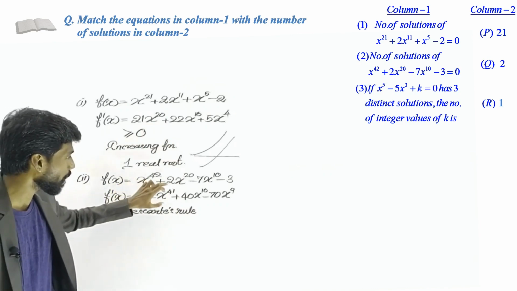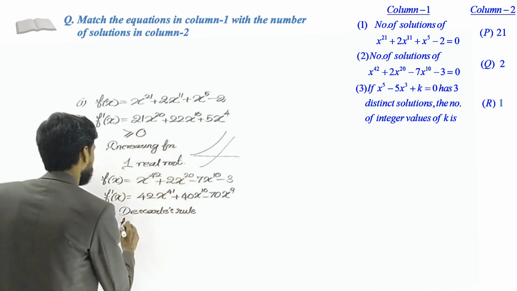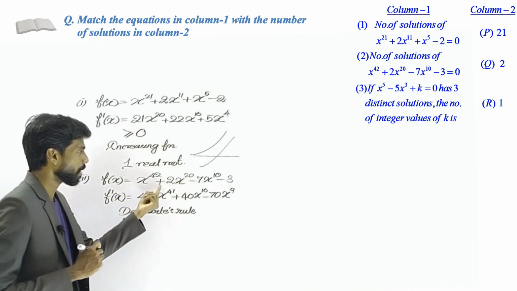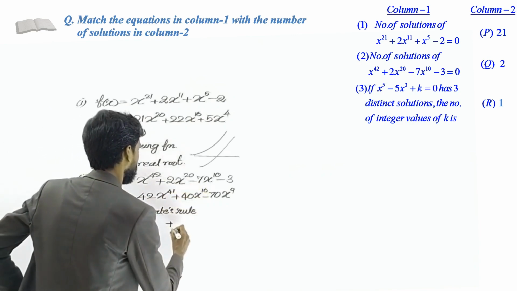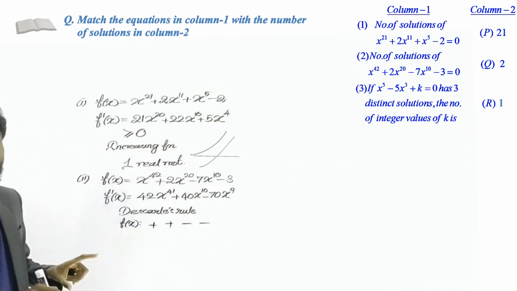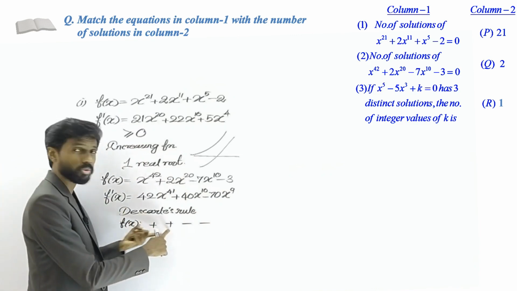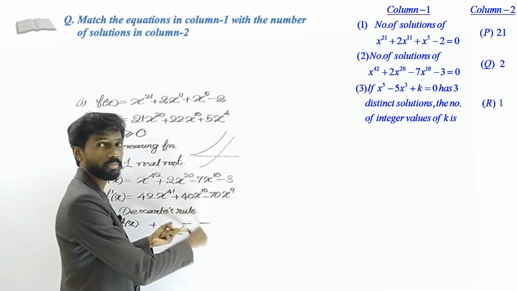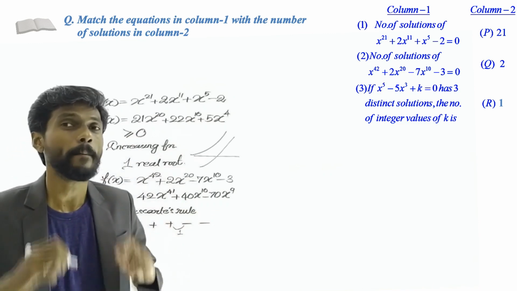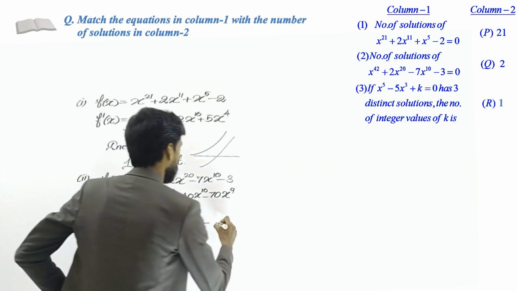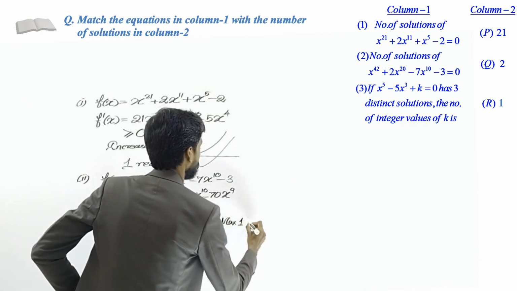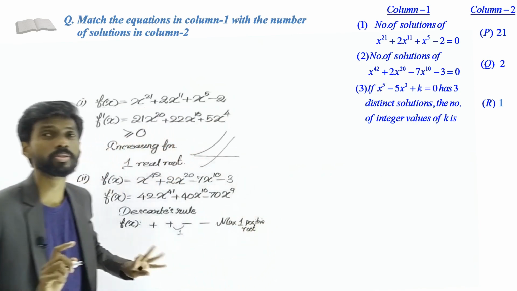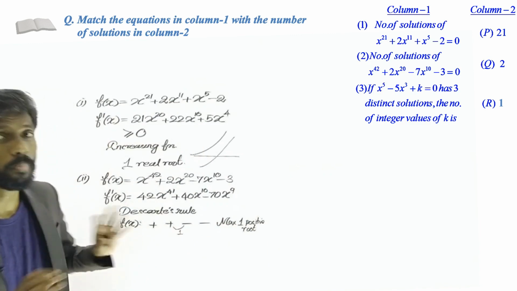Here we have to find the number of sign changes. So what are the signs of f(x)? The first term has a positive sign, then plus, minus, minus. We have to find the number of sign changes. The first sign is positive and there is no change, and then there is one change from here to here. Next, from minus to minus, there is no change. So there is one sign change. That means it can have a maximum of one positive root. So it cannot have more than one positive root, that is for sure. It may have one positive root, or no positive root at all.